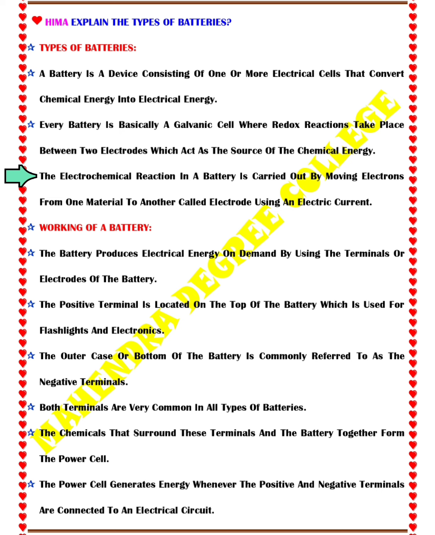In simple meaning, in a battery, a chemical reaction causes electrons to move from one electrode to another. This movement creates electric current, which is used to power electrical devices. Here's a simple explanation of how a battery works.